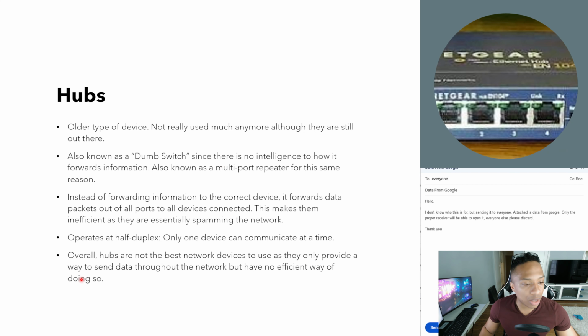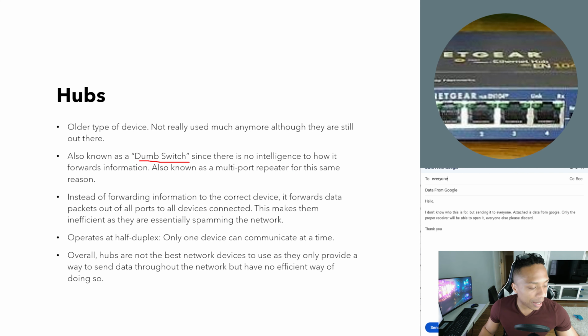All right, so we're going to talk about hubs. So what the heck is a hub? A hub is an older type of device, guys. It is not really used much anymore. It's still out there, but we've moved to switches. Hubs don't do as good of a job as a switch. And this goes to my next point: a hub is known as a dumb switch. So there is no intelligence to how a hub forwards information. It's also known as a multi-port repeater for the same reason.